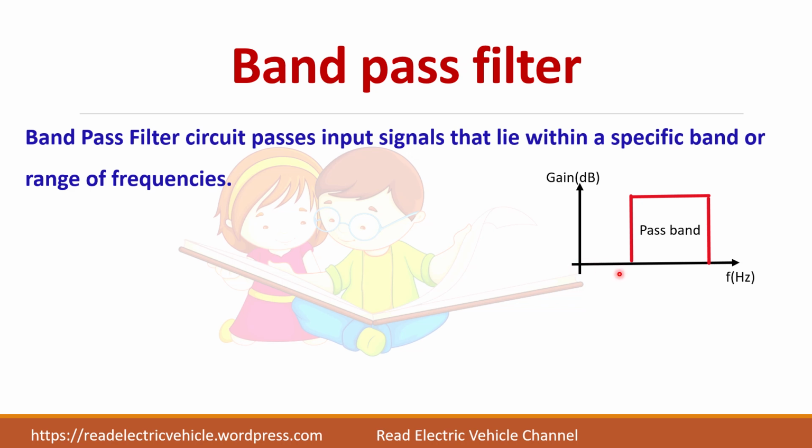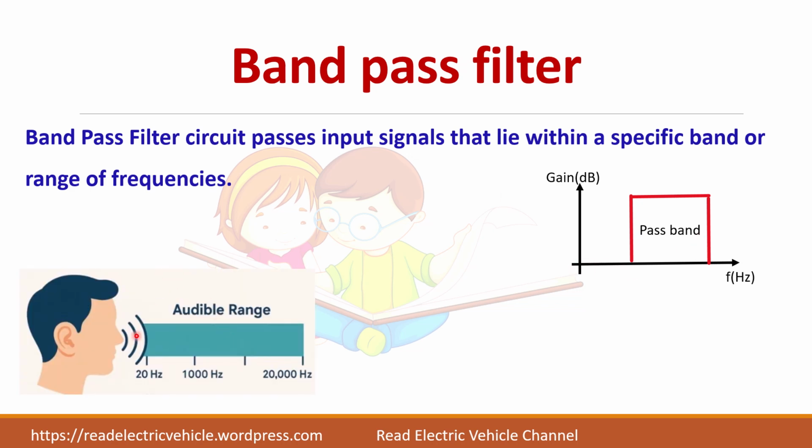by the filter. The best example is our human ear. We can hear only sounds from 20 Hz to 20,000 Hz. So the frequencies which are below that we cannot hear it. Similarly, the frequencies above 20K we cannot hear it. It can be heard only by animals. So our human ear is the best example of bandpass filter.